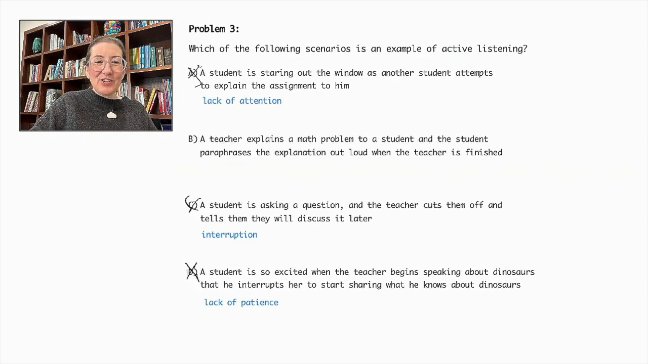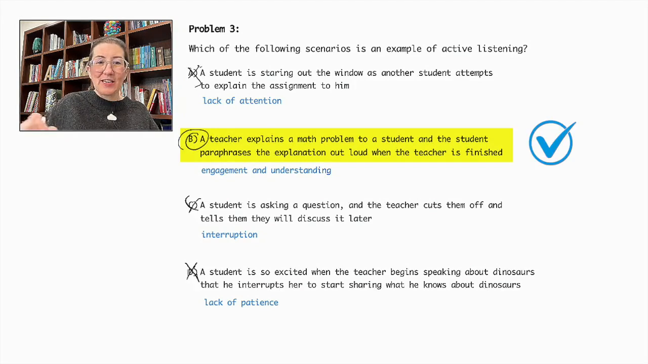The correct answer is the scenario where a teacher explains a math problem and the student paraphrases the explanation out loud when the teacher is finished. This exemplifies active listening, as the student is attentively listening to the teacher, processing the information, and then restating it in their own words to confirm understanding. This active engagement shows that the student is fully participating in the communication process. Therefore, the correct answer is B.